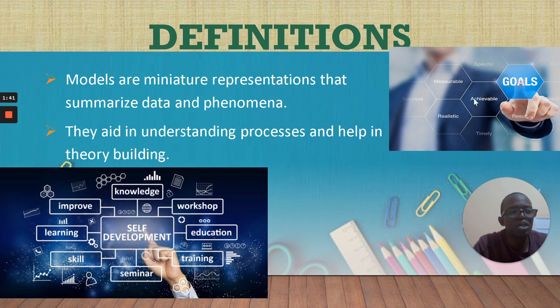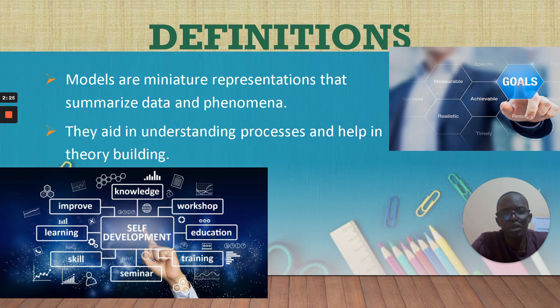Another example is when you look at goals. You can summarize it in terms of: is it measurable, is it achievable, is it specific, is it realistic, is it timely, and what are the success rates of these goals. So that's one way we can look at understanding what models are. So we're going to delve into the types of models now that we understand what we mean by models. We simply say they are miniature representations of your summarized data.